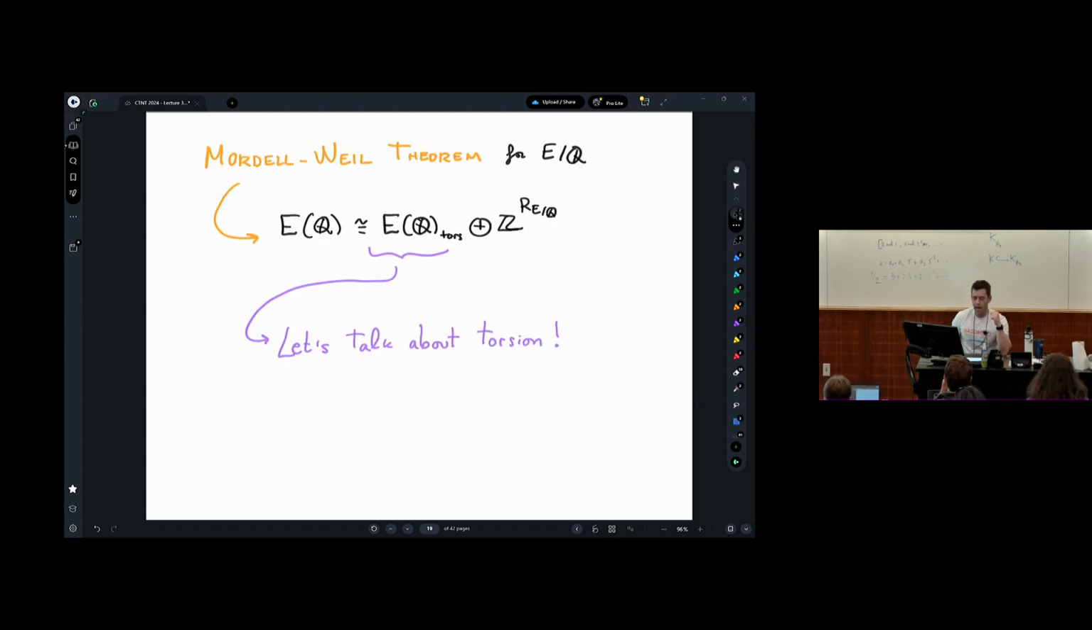Okay, so again, the Mordell-Weil theorem tells me that for any elliptic curve over Q, I have this decomposition. So now we want to know what actual combinations can occur for elliptic curves over Q. So we start by trying to analyze this part of the Mordell-Weil group. What are the possibilities for torsion?